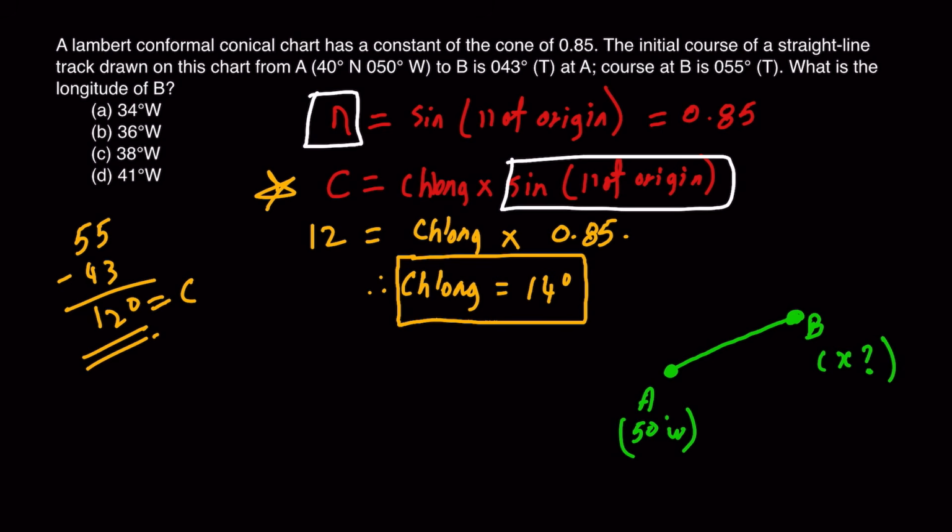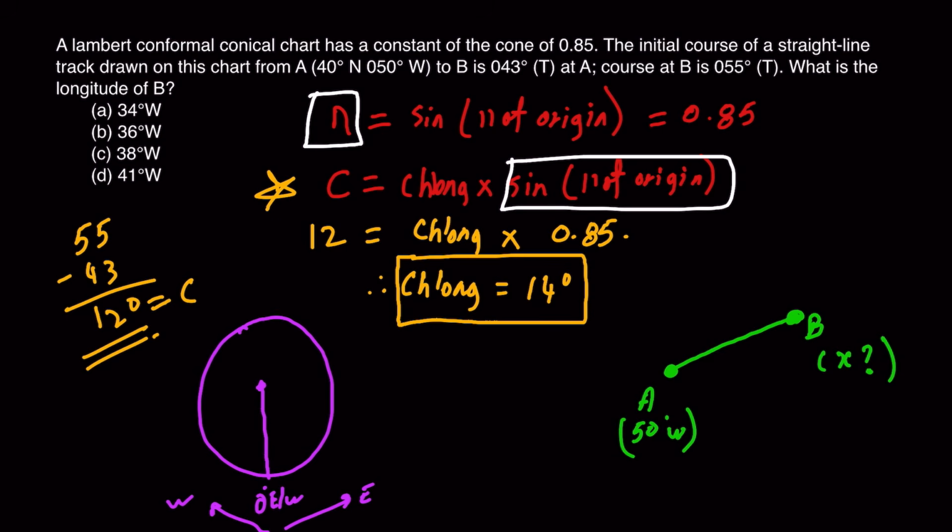Whenever I'm stuck in this situation, the only diagram which comes into my mind is this. Looking at the Earth from the top, this is my prime meridian, 0 east west. This direction is east, this direction is west. Now, what all do I have? I have A at 50° west, which will be somewhere here, and my Shillong is 14 degrees. Now, 14 degrees towards east or towards west? From A to B, I'm going towards the east, so I will follow this arrow or this direction.